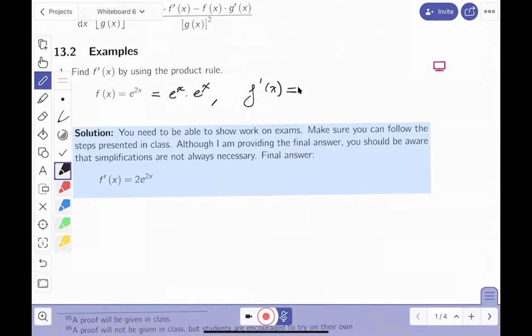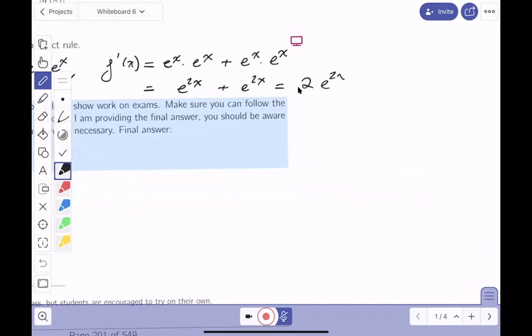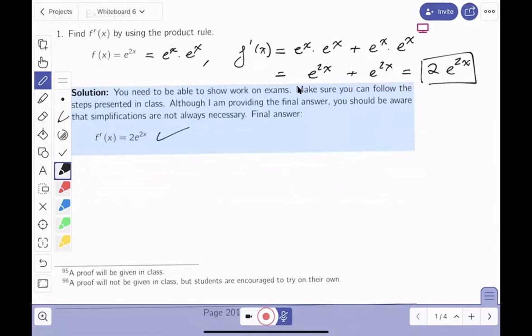is going to be equal to, let's take a look at this. It's going to be the first function times the derivative of the second function, which is e to the x, plus the derivative of the first function, which is e to the x, times the second function, which is e to the x. Kind of remarkable. What do you get? e to the 2x plus e to the 2x. These are like terms. Add them together. What do you get? 2e to the 2x. Look at the key. Make sure the key says that, and it does. That number one is done.